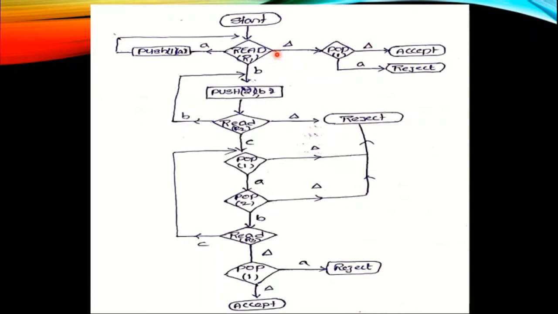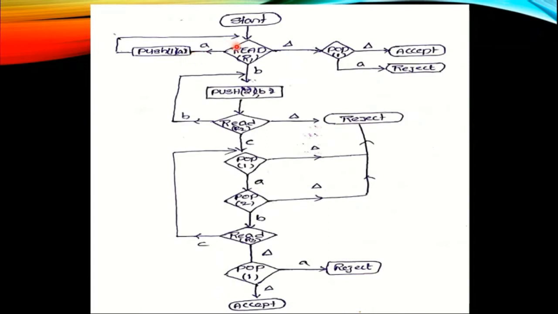In case we read the end of the input from R1 and the top of the stack is A, then that particular string or language is not accepted by the PDA. Why? Because when we read del, that means end of the input, the stack must be empty, and only then is the language accepted, otherwise not. So when we read del as input and the top of the stack is empty, accept. In case the top of the stack is A, then reject.